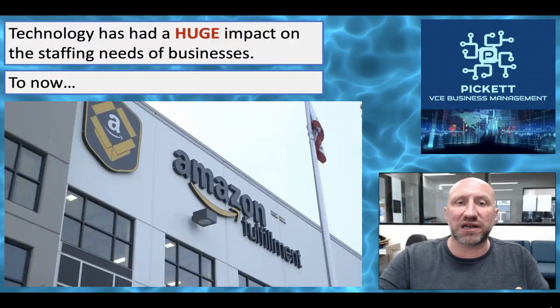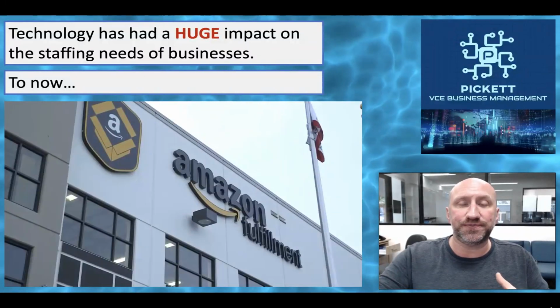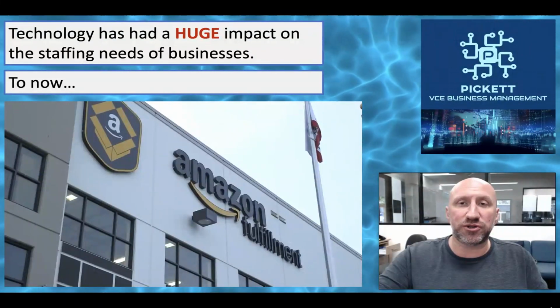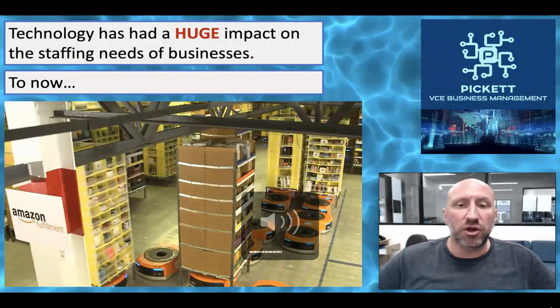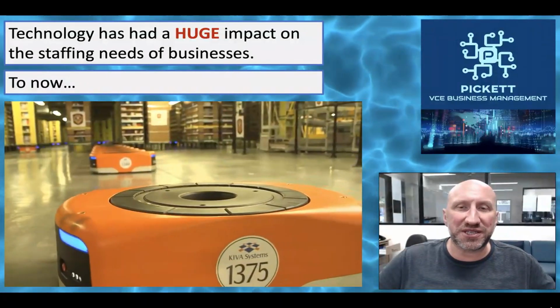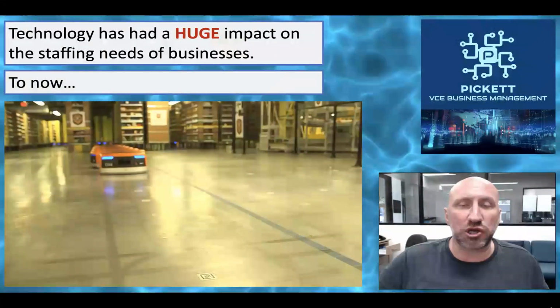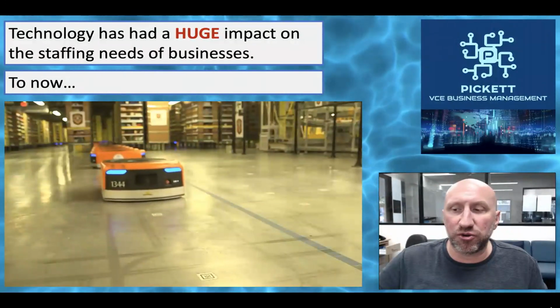Now, I'm just going to run a little video here, showing you a modern day Amazon distribution center. What you're seeing here, I'm not sure where this one is, is basically how the Amazon distribution centers look these days. And you're seeing these little orange robots.